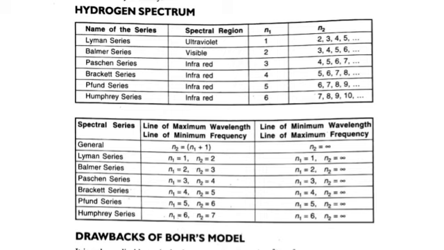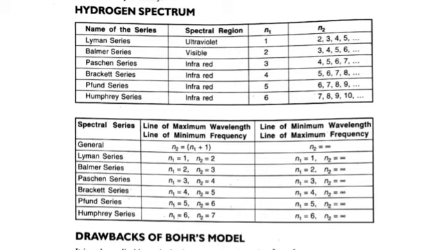In the Paschen series, infrared rays, n1 value 3, n2 value 4, 5, 6, 7. In the Brackett series, infrared rays, n1 value 4, n2 value 5, 6, 7, 8. In the Pfund series, infrared rays, n1 value 5, n2 value 6, 7, 8, 9. In the Humphrey series, infrared rays, n1 value 6, n2 value 7, 8, 9, 10.